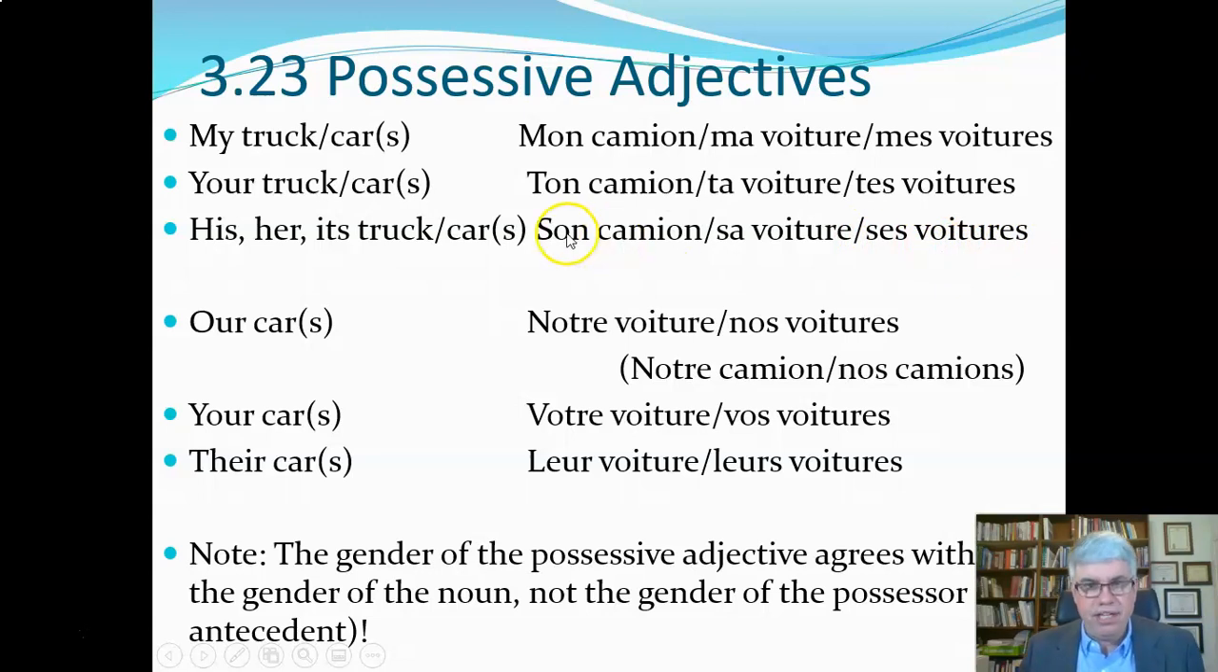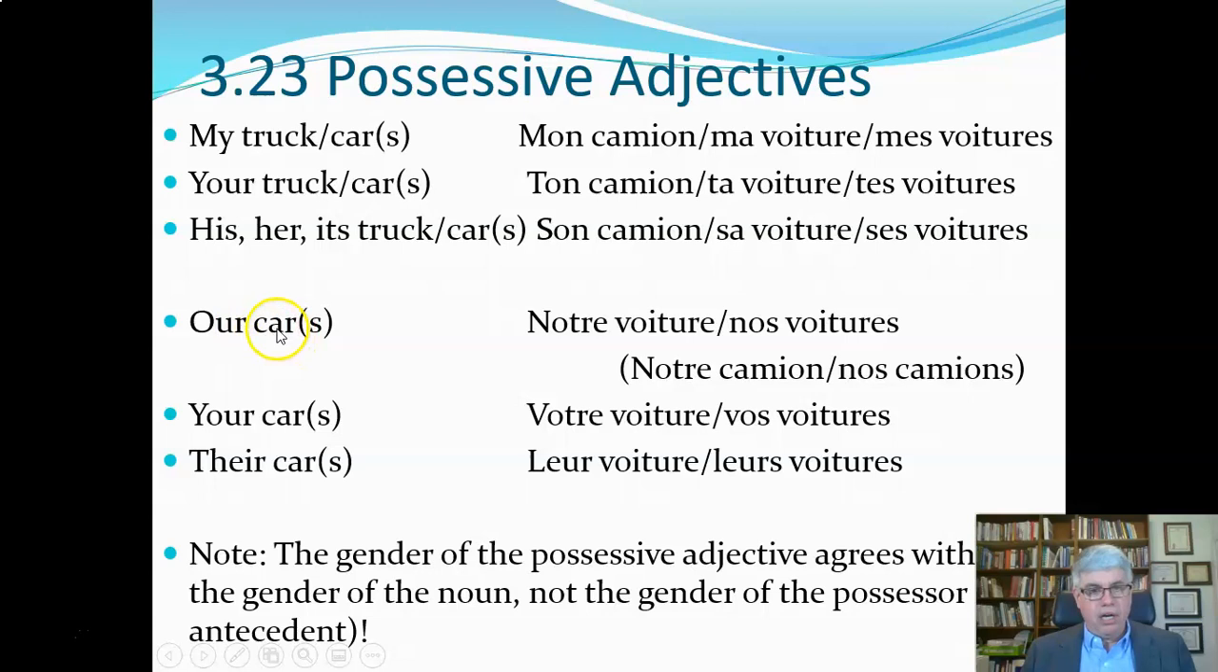So this is really tricky, because in English we put the gender in the possessive adjective. His means the owner is masculine. Her means that the owner is feminine. But in French, we don't have the gender of the owner. We have the gender of the object that we're describing as being owned.